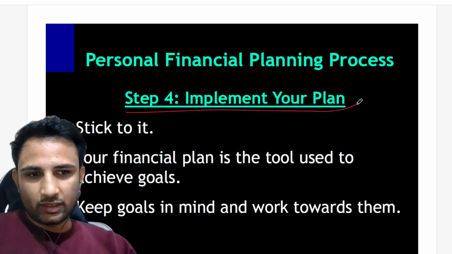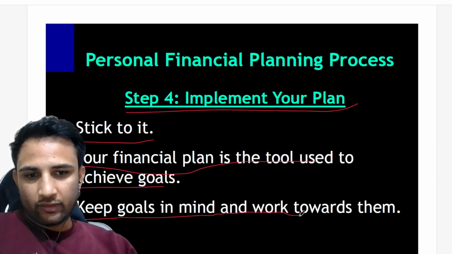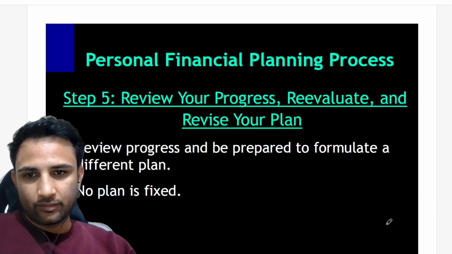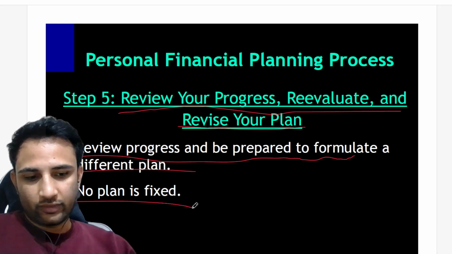Step four is implement your plan. You have to stick to it. Your financial plan is the tool used to achieve goals. Keep goals in mind and work towards them. Step five is review your progress, re-evaluate and revise your plan. Review progress and be prepared to formulate a different plan. No plan is fixed.